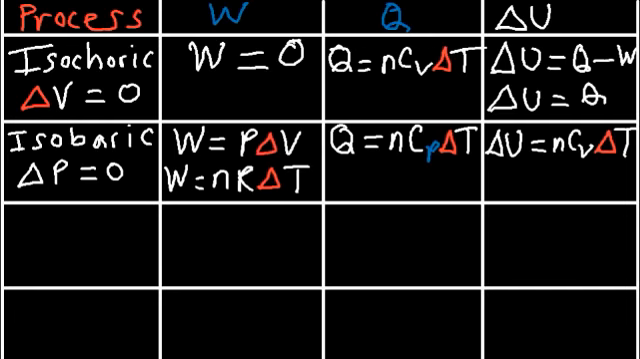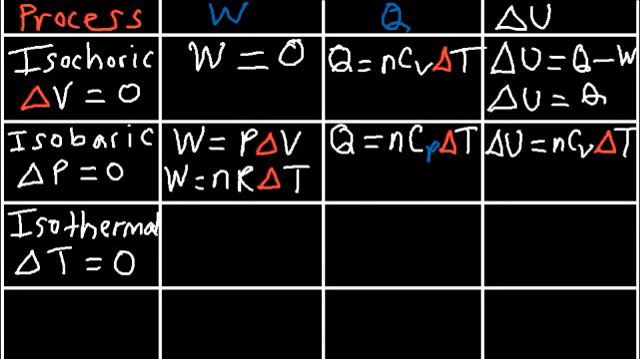Now, the next thing that we need to talk about is an isothermal process. Under this process, the temperature is constant. So delta T is equal to 0. Now, because the change in temperature is equal to 0, notice that delta U will be equal to 0. So under isothermal conditions, the change in internal energy is always equal to 0. If that's the case, then Q minus W is equal to 0, which means that Q is equal to W.